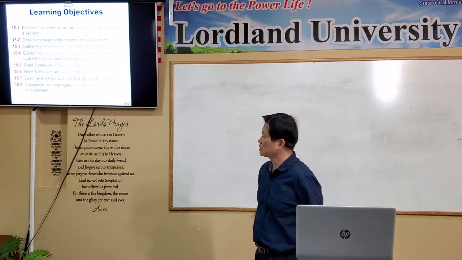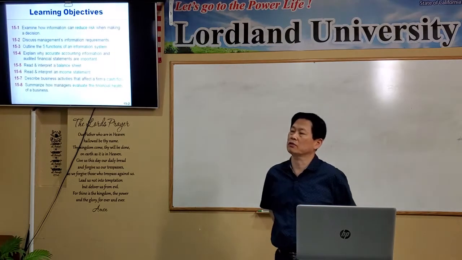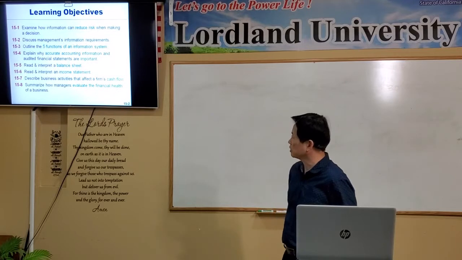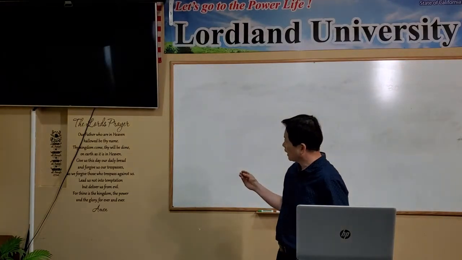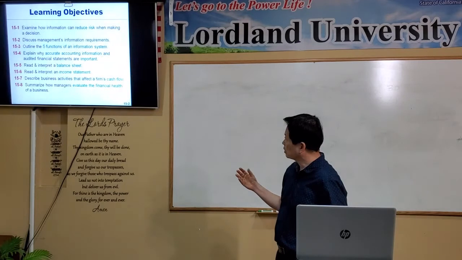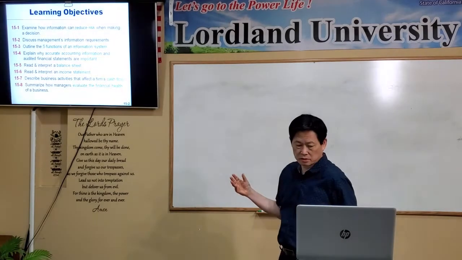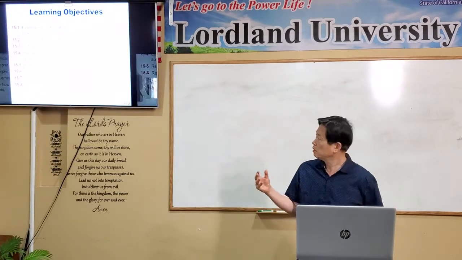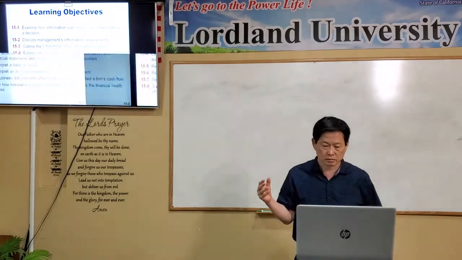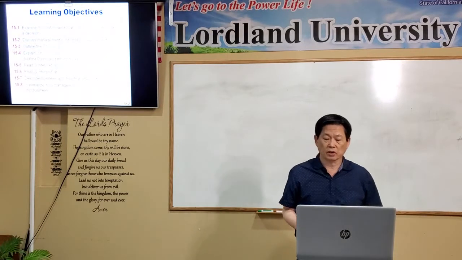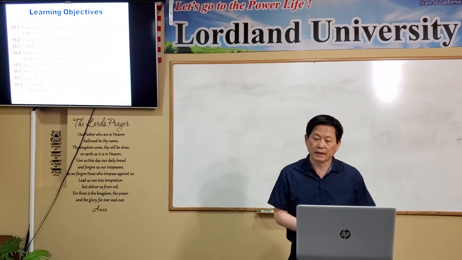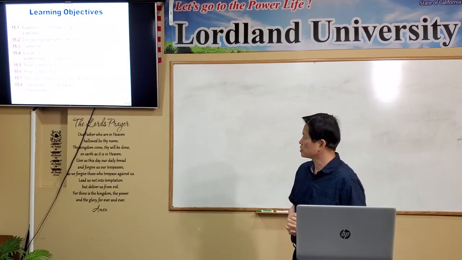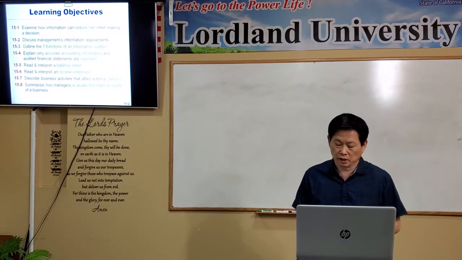Financial statements consist of the 4 statements: balance sheet statement, income statement, cash flow statement, and owner's equity statement. Number 8, we will summarize how managers evaluate the financial health of the business.